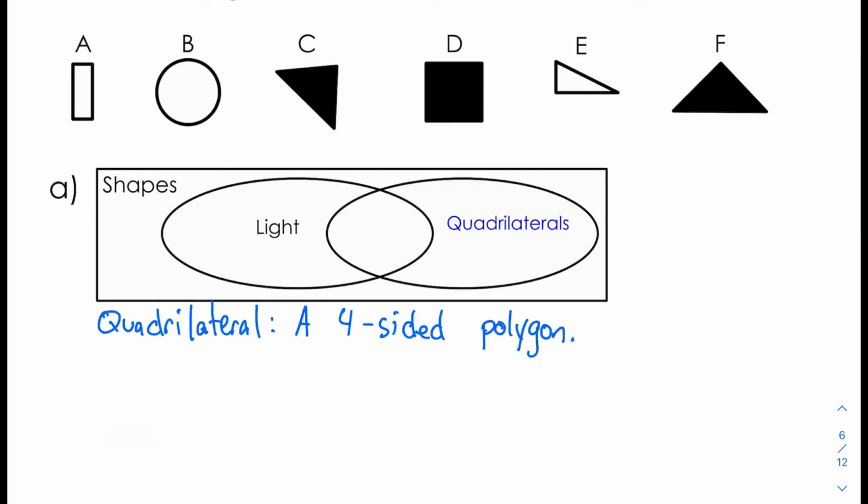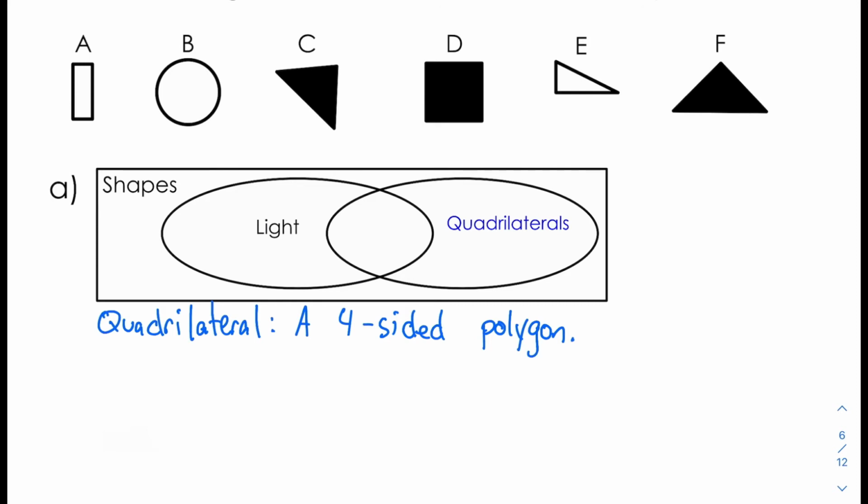All right, in this question, we're going to show the region in which to put each shape. So we have this rectangle for shapes, this oval for light, this oval for quadrilaterals, and this middle section will be for light and quadrilaterals. A quadrilateral, as the definition tells us down here below, is simply a four-sided polygon.